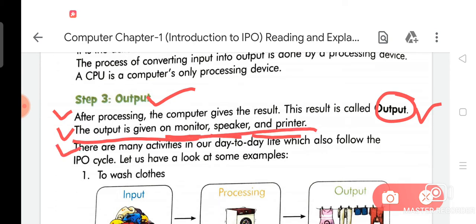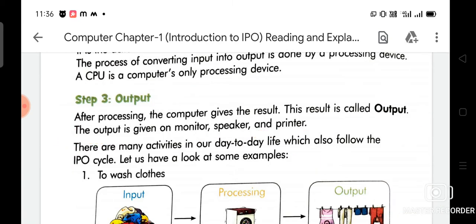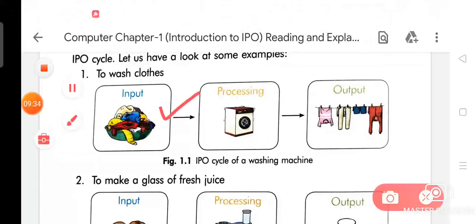There are many activities in our day-to-day life which also follow the IPO: input, processing, output. Let us have a look at some examples. Number 1 is input, next is processing, and number 3 is output. As an example, we have some clothes. In the second step, we put these clothes into a washing machine, and the clothes are washed. That is the output. This is the IPO cycle of a washing machine.